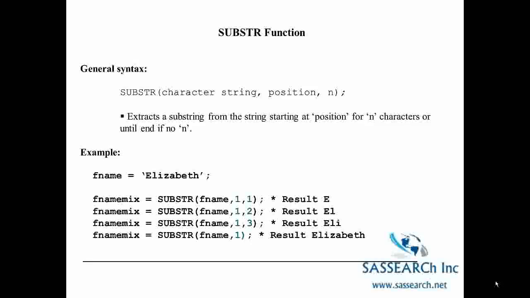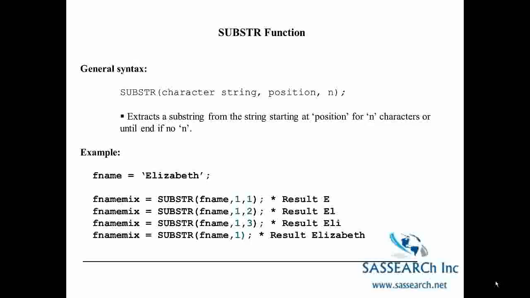So again, let me go through this a little more slowly. fname, 1, that first one starts in the first position. So you're starting in the first position, which is E, and you're only taking one character. And so in this first example, fname_mix, the result is just E. In the second example, we have substr(fname, 1, 2). So we're going to start in the first position, which is E, and we're just going to take 2 letters. And so that result is EL.